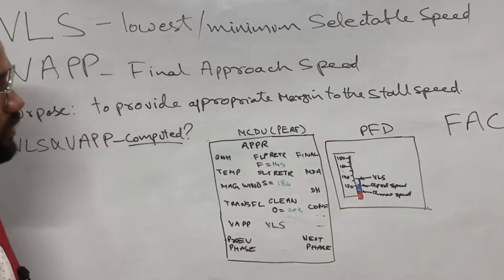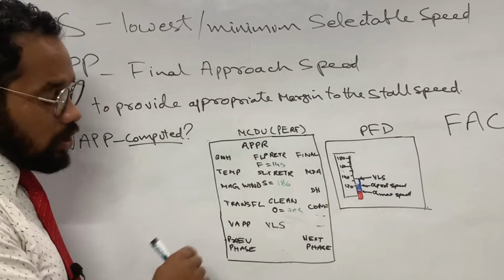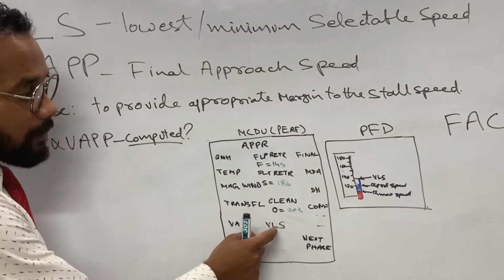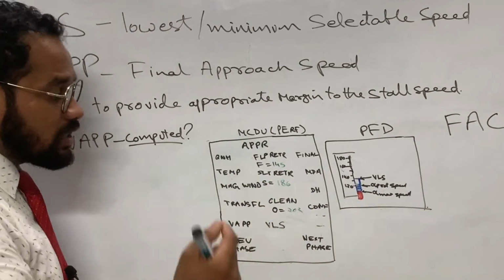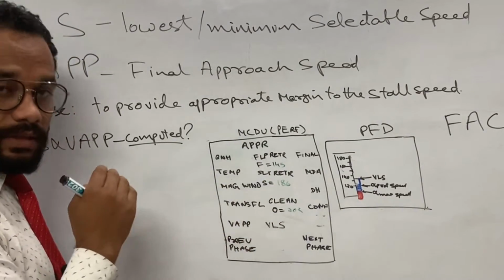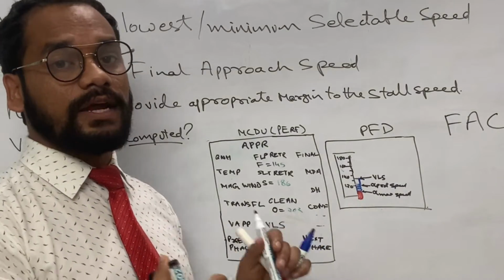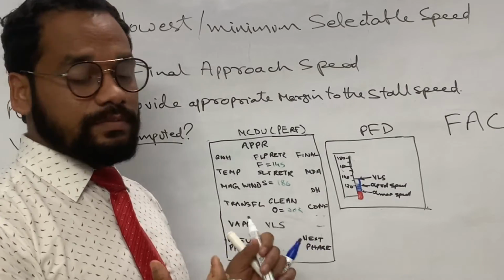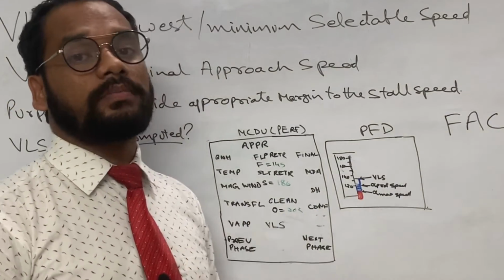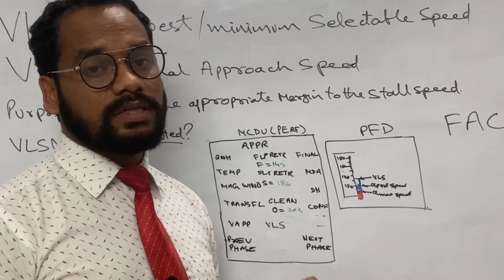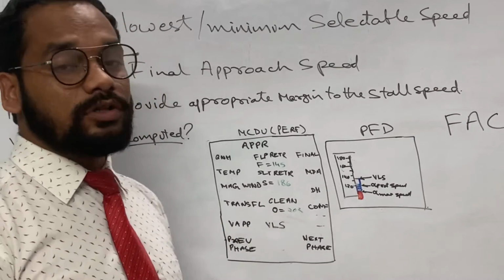Next, as discussed earlier, VLS is also indicated on the MCDU. From where is this VLS appearing on the MCDU? Note, friends, that the VLS which appears on this MCDU is computed by the FMGC. How does the flight management part of the FMGC compute this? It computes VLS by taking into account the pilot's input. So if the pilot has entered wrong inputs, then the VLS computed by the FMGC will also be wrong.